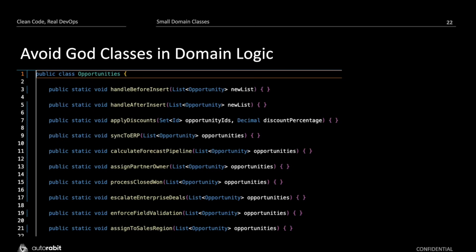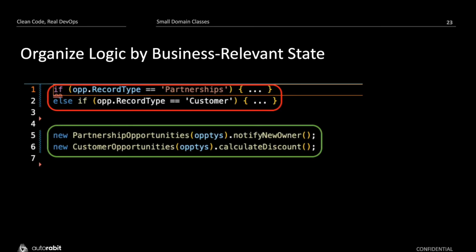And you're going to have merge conflicts. You're going to have issues when you have to remove something from the sprint, because then it's going to affect someone else's work that's already in progress. And so what I think is actually better is to organize logic based on business relevant state. So what does that mean?